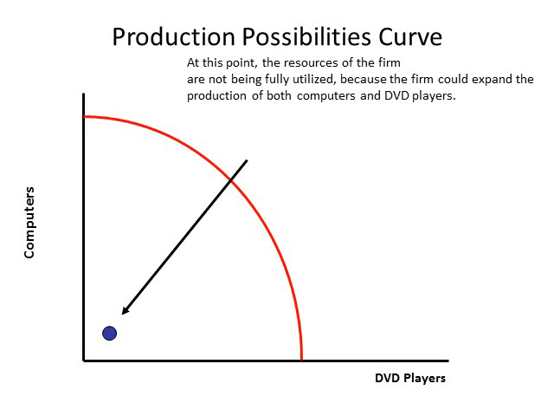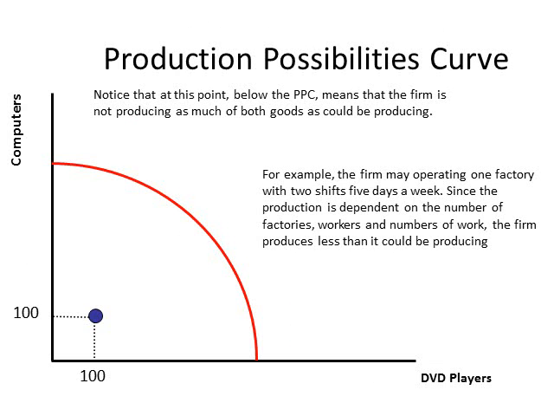Let's take a moment to see why this point uses resources inefficiently. Notice that this point is below the production possibilities curve, which means that the firm is not producing as much of both goods as it could be producing. For example, the firm may be operating one factory in 2 shifts 5 days a week. Since production is dependent on the number of factories, workers, and hours of work, the firm produces less than it could be producing.